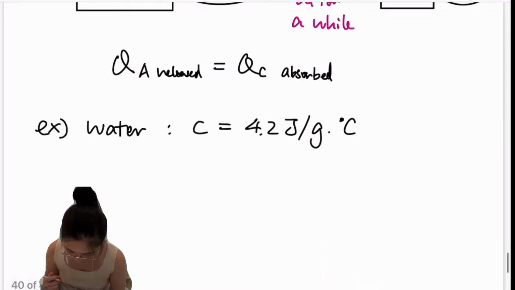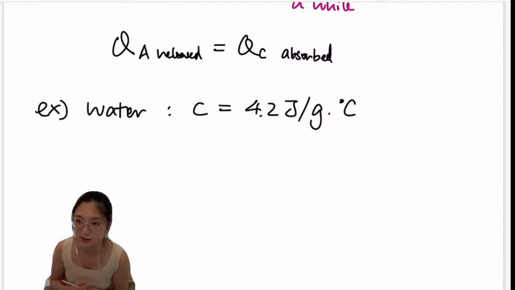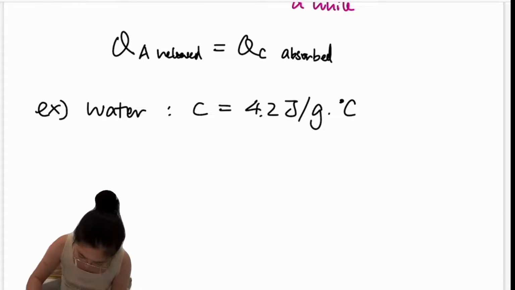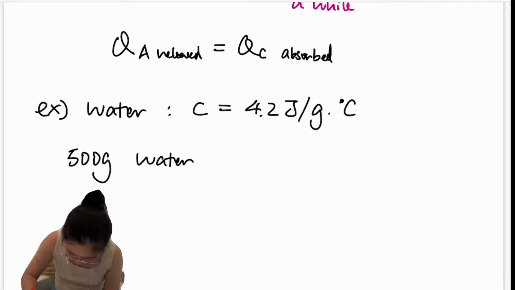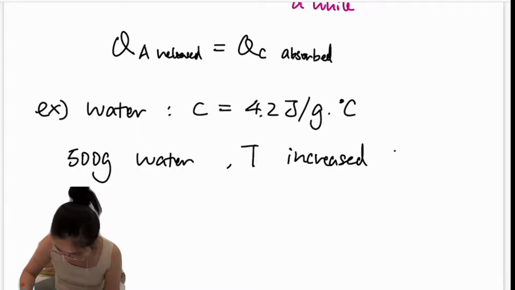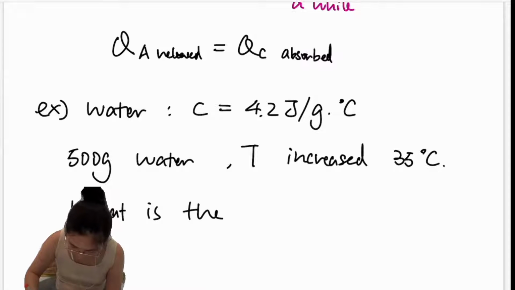Okay, great. So let's say, for example, water. Usually the specific heat capacity is given. You are not required to memorize any of that. Let's say in a calorimeter, let's say 500 grams of water. Its temperature has increased by, let's say, 35 Celsius degrees. Then what is the amount of heat that is released by this reaction? Or what is the enthalpy change of this reaction?